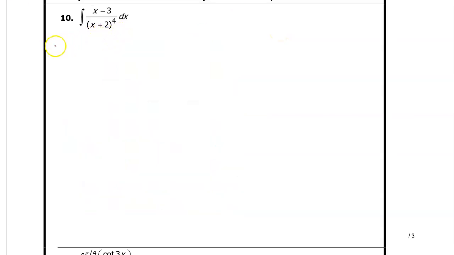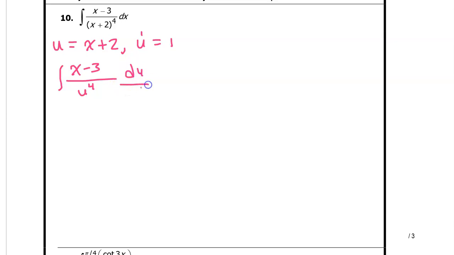For number 10, let's try u-substitution again. I see the x plus 2 inside of the parentheses. So let's try letting u be x plus 2. In that case, u prime will simply be 1. So let's do the substitution. We have the integral of x minus 3 over u to the 4th power. Instead of writing dx, we write du over u prime. But u prime is just 1, so I don't really need to write that.